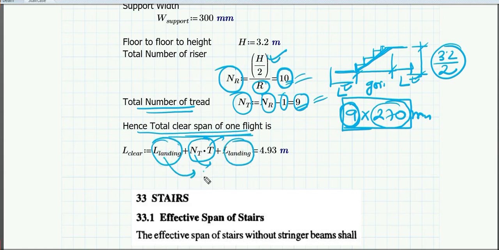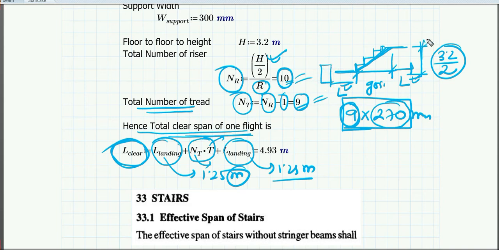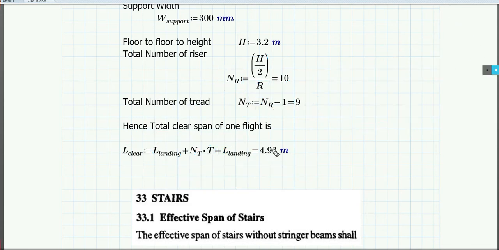So how much is the landing? 1.25 meter, right? And this is also 1.25 meter. So the total clear span, because the support width is over here, right? So the total clear span is given by 4.93 meter. Understood? The total clear span of the whole slab or the whole flight is 4.93 meter.